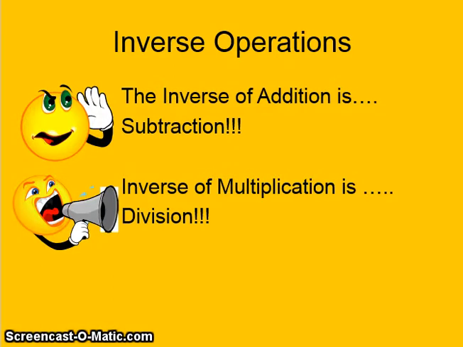We know that the inverse of addition is subtraction, or the operation that undoes addition is subtraction, and vice versa. This time we're going to talk about multiplication and division. The inverse of multiplication is division, and the inverse of division is multiplication. So if you ever need to undo multiplication, you divide, and to undo division, you multiply.